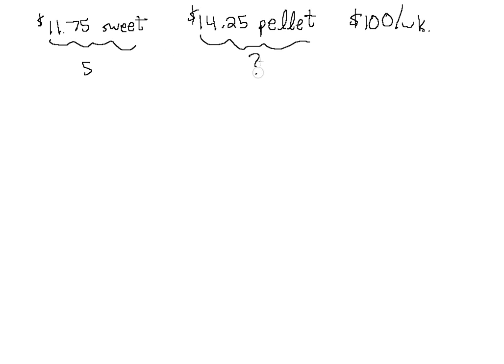So we want to know how many bags he can buy of pellet feed if he buys 5 sweet feed each week. Okay, so let's remind ourselves what the standard form equation looks like. We have AX plus BY equals C. All right, this is the standard form equation. Let's go ahead and define a few variables. Let's start with A and B. Let A equal the cost of the sweet feed.